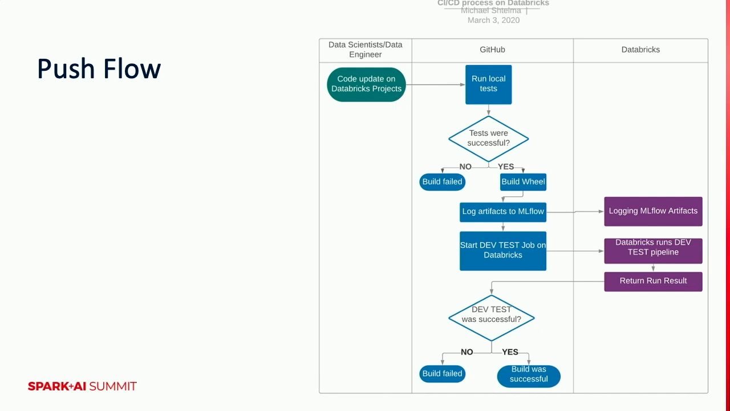Next, it will kick off some tests that will run through various dev tests and integration tests, pulling the wheel artifact and installing it on the clusters. If those are all successful, then it will pass that information back to GitHub and you get your green check mark.